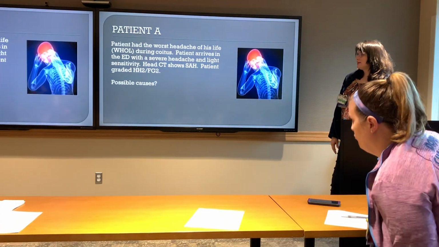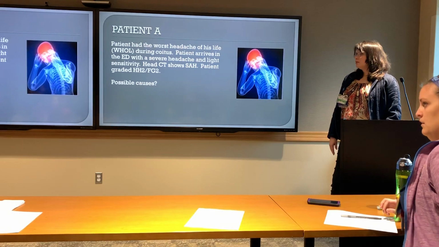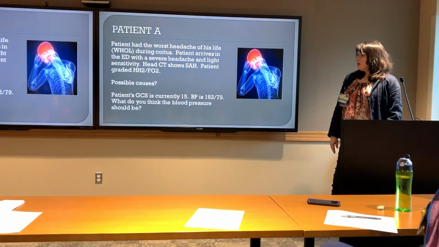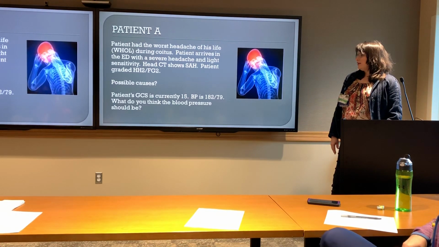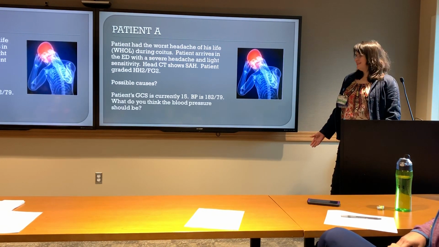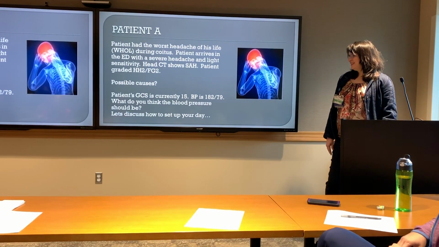And then we want you to start thinking about... we did the pauses, we won't do them every time, but it's good to just train your brain to think about why did this happen? And the GCS is 15, blood pressure's 182 over 79. What do you think the goal should be? One more time, what should the goal be, everyone? What should the blood pressure goal be? Less than 140.